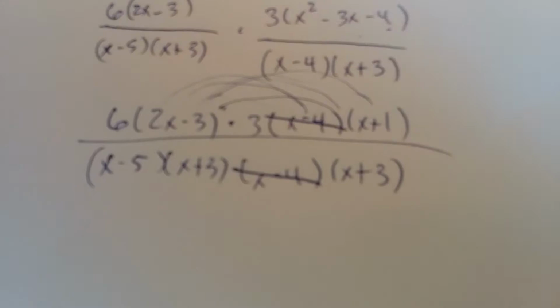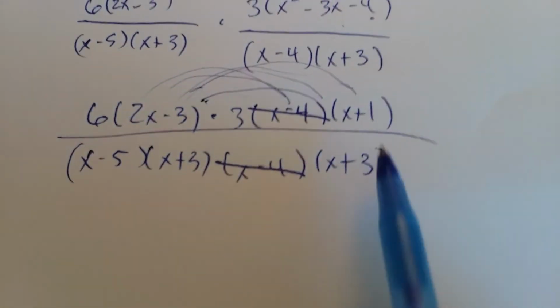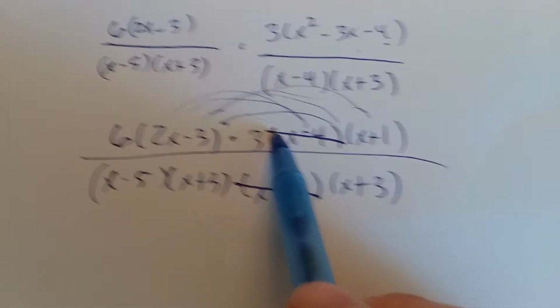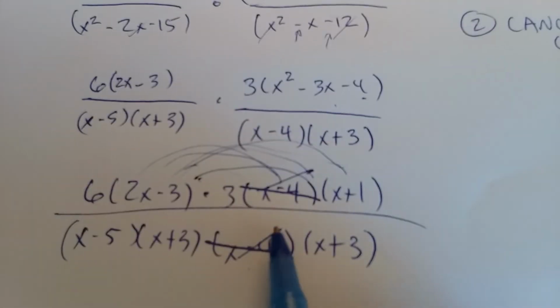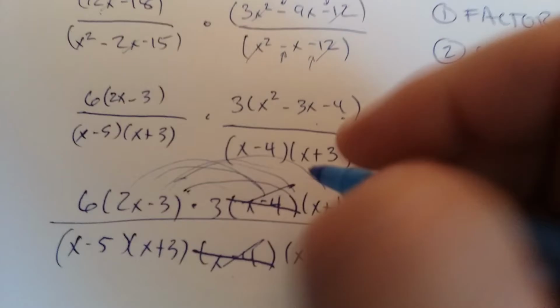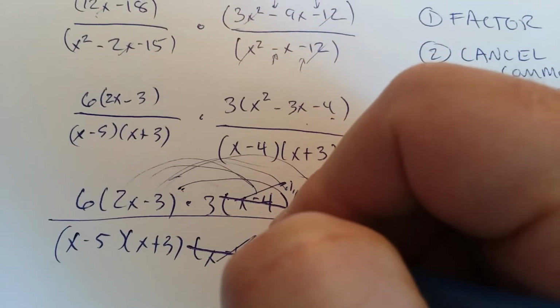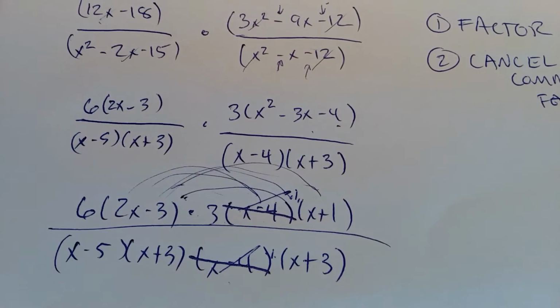Division is the opposite of multiplying, so I need to make sure that everything is multiplied, and then I can divide in whatever order that I want to. How many times does x minus 4 go into x minus 4? 1 time. So that's a 1. And that's a 1. And 1 times anything stays that.